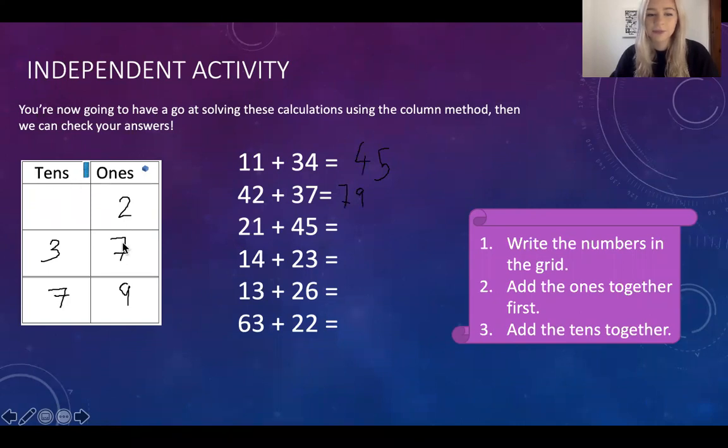Excellent. So the next question is 21 plus 45. We know in 21 we've got 2 10s and just 1 1. And then in 45 we've got 4 10s and 5 1s. Let's add these together. Remember, we start with the 1s. So 1 plus 5 we know equals 6, and 2 plus 4 we know equals 6. So our answer for this is 66.